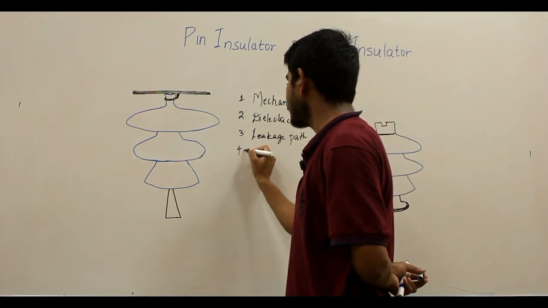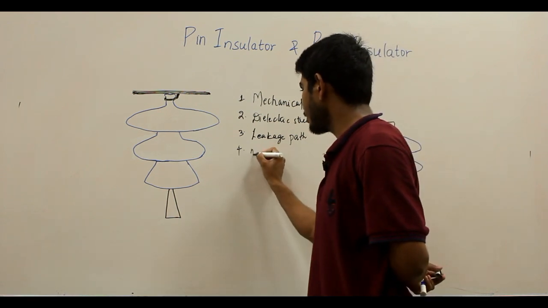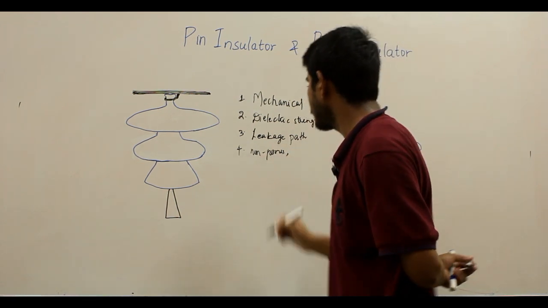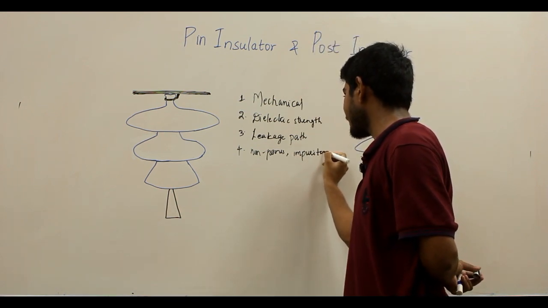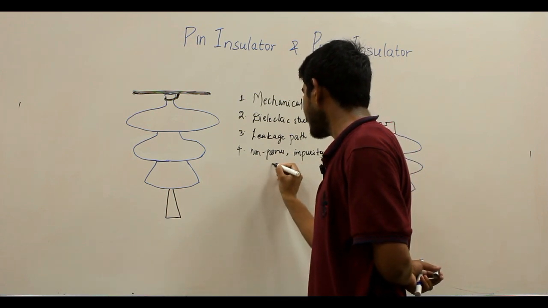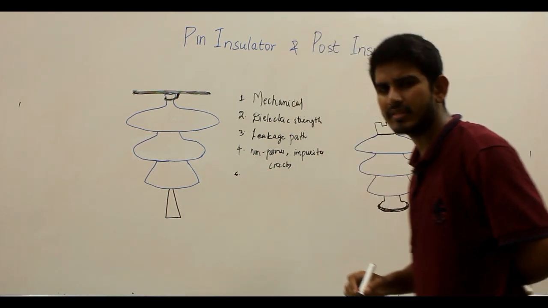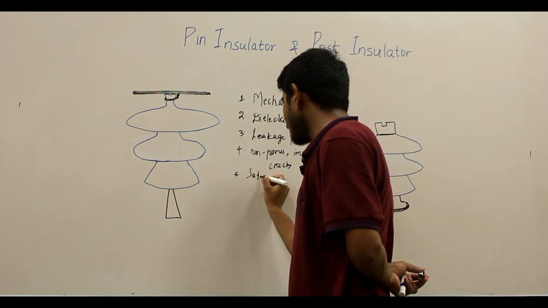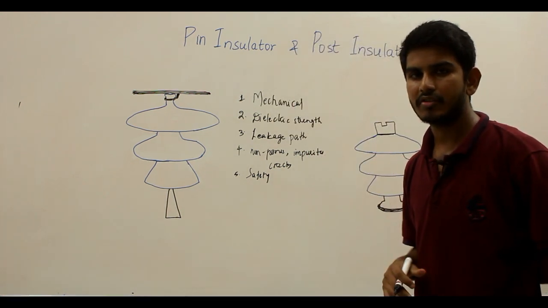And the fourth thing is the materials should be non-porous, and they should be free from impurities as well as cracks. And the fifth property they should have is a high safety factor, where the safety factor is nothing but the ratio of the puncture strength to the flashover voltage.